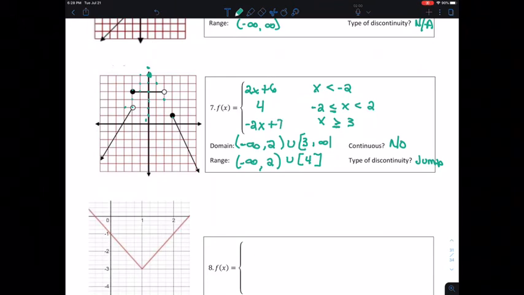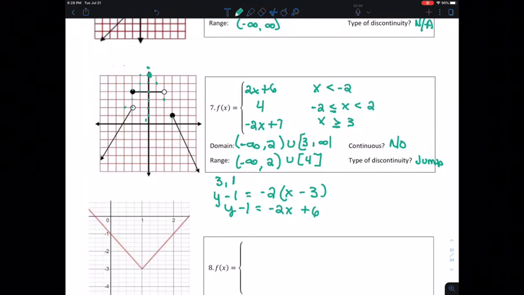But again, if we wanted to do that using a point slope formula, we could take this point, which is 1, 2, 3, which is 3, 1, and then we'd have y minus 1 is equal to, we said the slope was negative 2, negative 2x minus 3. So y minus 1 is equal to negative 2x plus 6. So y is equal to negative 2x plus 7, which is what we got there. Okay?